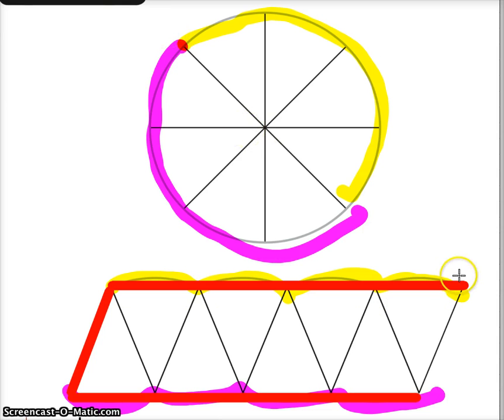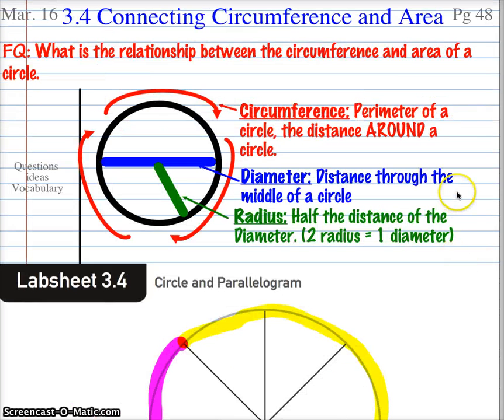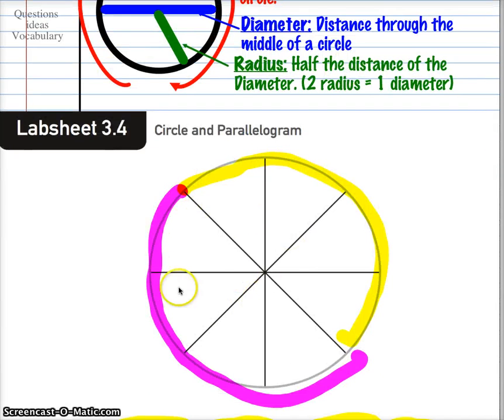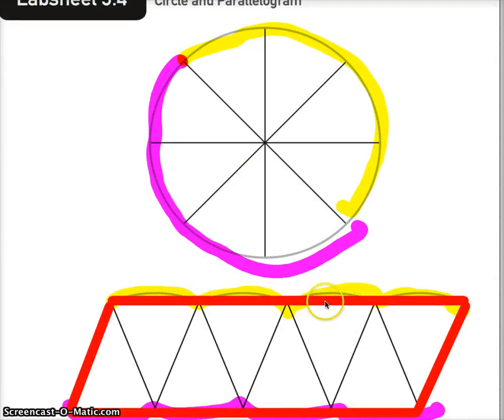So you need to have this part filled out. Make sure you have your connecting circumference and area. You can glue in this circle parallelogram section here if you want to go ahead and print it out, but I will have this copy in class. But I do want you to know that this yellow part is the top half of this shape, this parallelogram, and this pink part is the bottom half. And as we lay them together, it gets closer and closer to a what? And this is what we're going to be talking about in class.